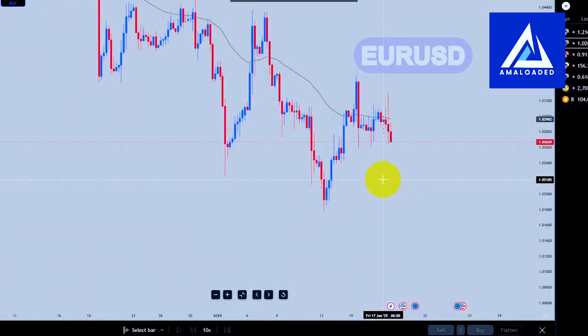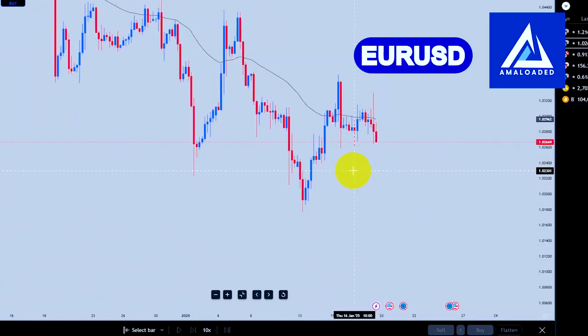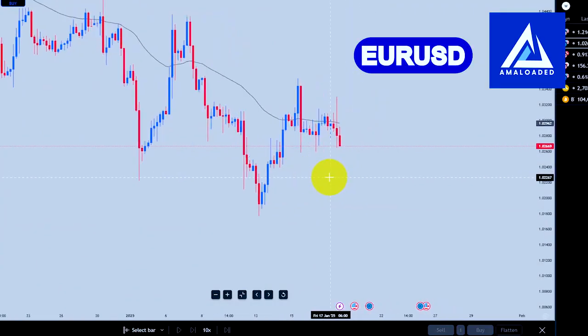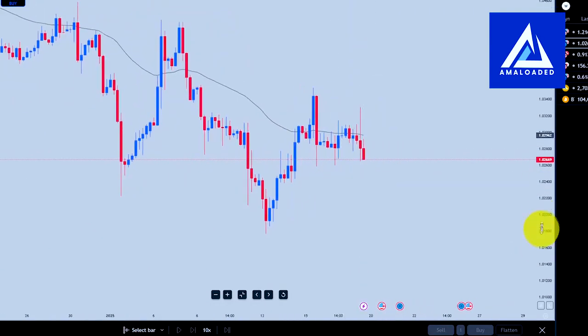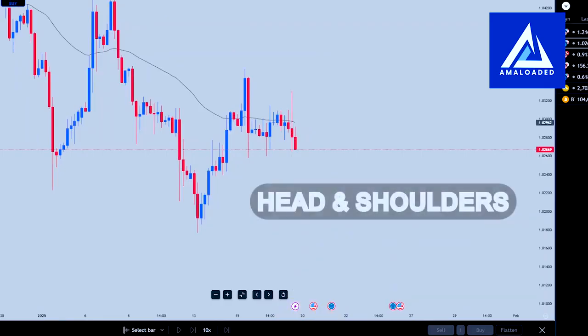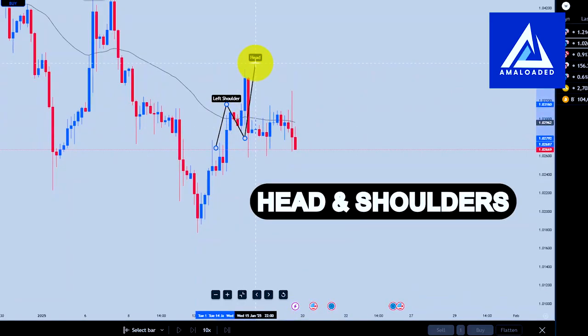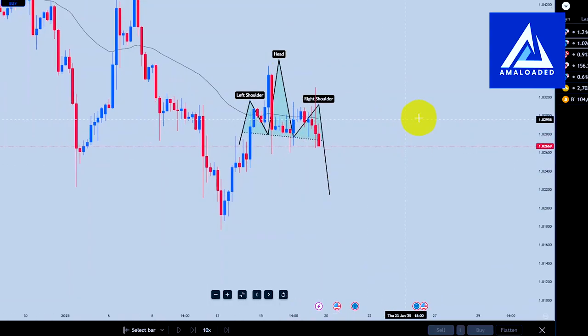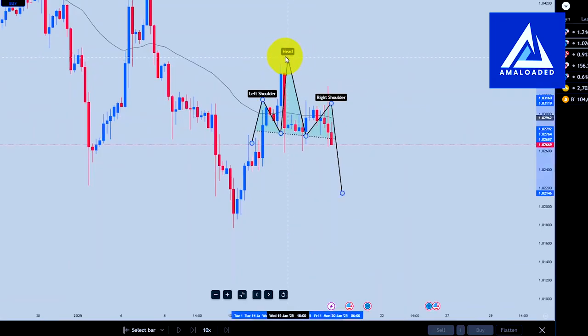On the chart of Euro USD, you agree with me that the sellers are the ones dominating the market at the moment. And if you look at the pattern that signifies the presence of sellers in the market, it is this head and shoulders. We have a left shoulder here, then the head here, then the right shoulder here, then we're expecting the price action to continue the movement. This head and shoulders is a very strong pattern that represents the domination of the sellers in the market.